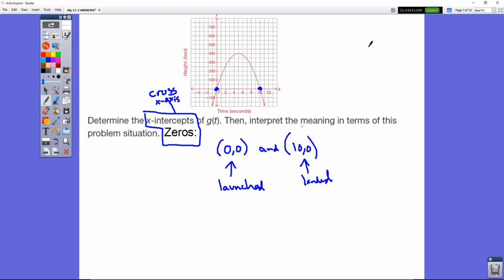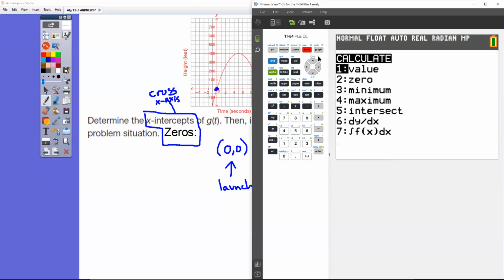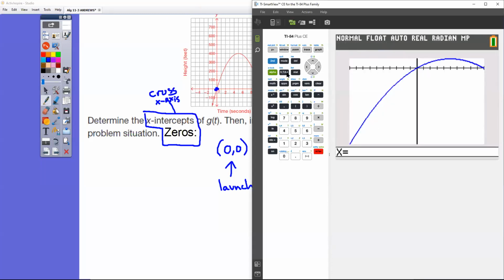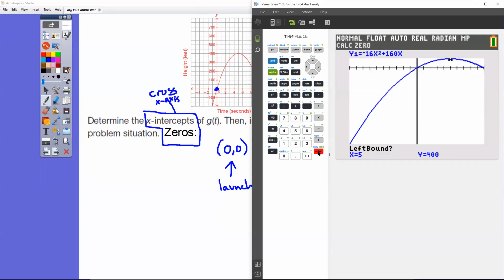Now, your calculator. I have to stop sharing my screen again and do this calculator thing again. The calculator will show the zeros. It will calculate the zeros for you as well. Second, calc. Notice number 2 says zero. Oops, I did the wrong one. Second, calc, go down to number 2, which is zero.